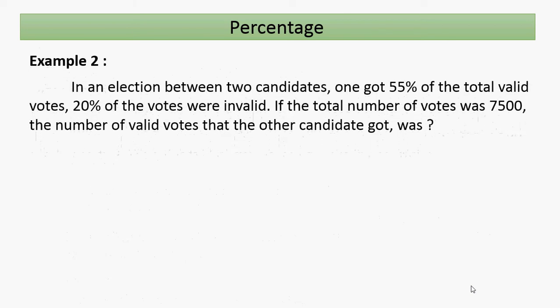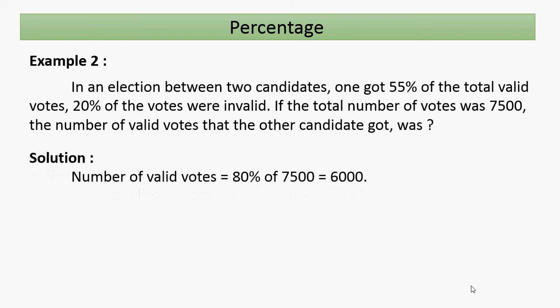Let's see another example. In an election between two candidates, one got 55% of the total valid votes. 20% of the votes were invalid. If the total number of votes was 7500, how many valid votes did the other candidate get?